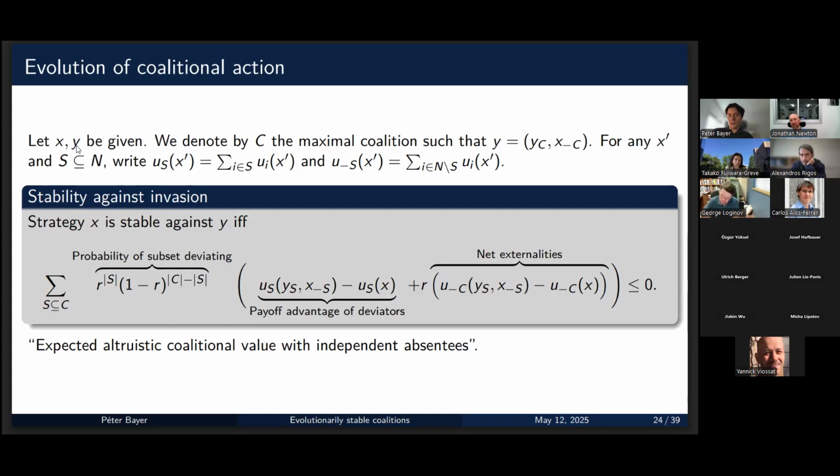I'm taking a strategy and I'm taking another strategy. I'm looking at all the coordinates in which Y is different from X. And all the coordinates C, I call them the maximal coalition such that this is true. I understand. I just think if you put minimal there, then you get what you want. Maybe counterintuitively, linguistically, but it's all the ones you have to change to be equal to Y. Otherwise, those two things are not equal. But let's proceed.